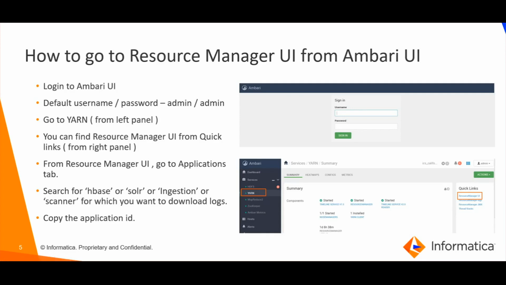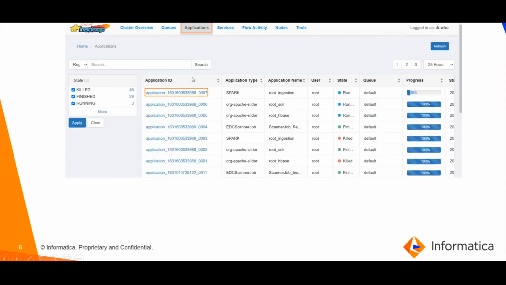After logging into Ambari, in the left panel you can find a tab called Yarn. On clicking this Yarn, you can find a link called Resource Manager UI under the quick links. On clicking this link, it will redirect you to the Resource Manager UI page, and this is that page.